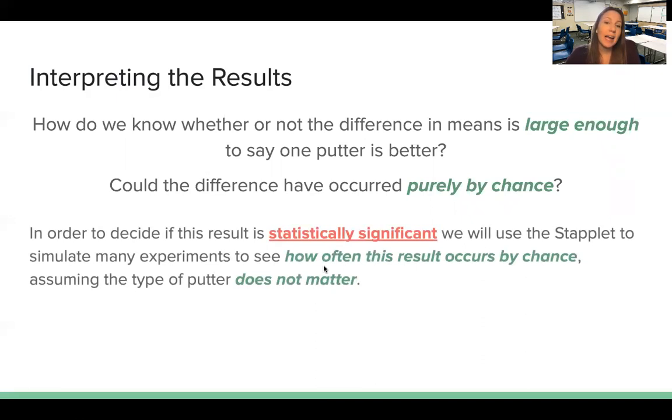In order to decide if the results are statistically significant, we'll use Statlet to simulate many experiments to see how often this result occurs strictly by chance, assuming the type of putter does not matter. So right now we're going to look at these results and say, okay, if we assume that the putter doesn't matter, then we're going to see how often this 2.9 comes up in our simulation.